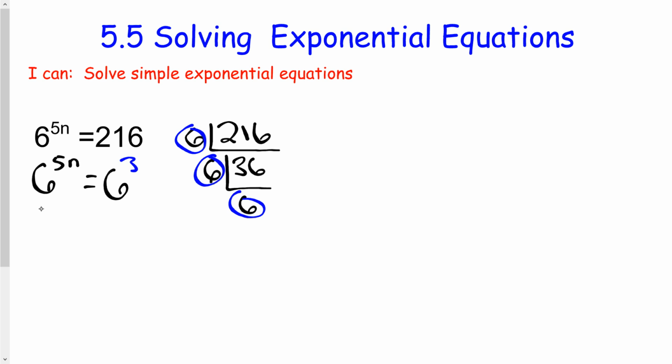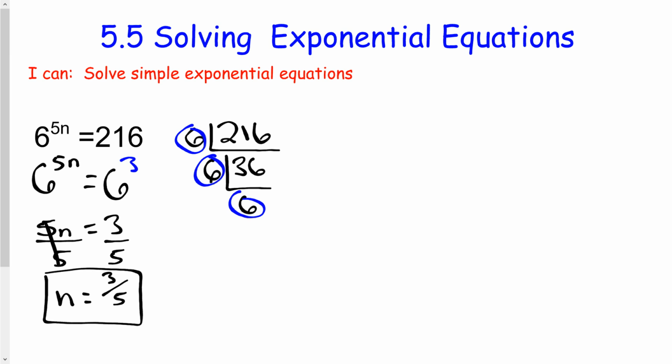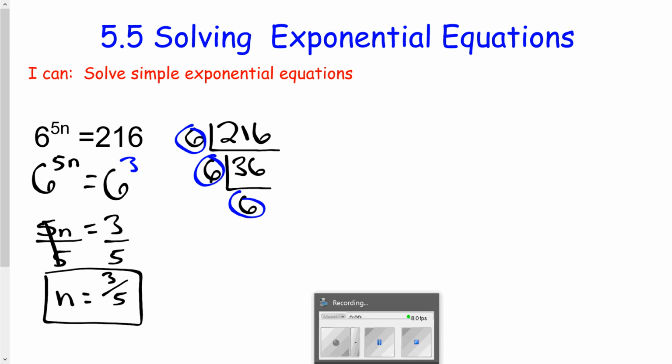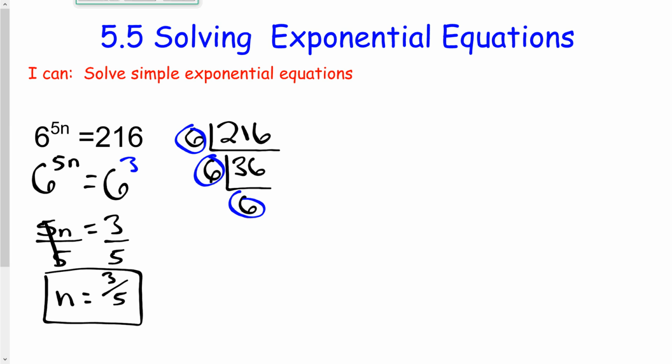Because my bases are the same now, I can ignore them and just write 5n equals 3. And then divide both sides by 5. Gives me n equals 3/5. All right, so that's completely okay to get answers as fractions. All right, so let's move on.